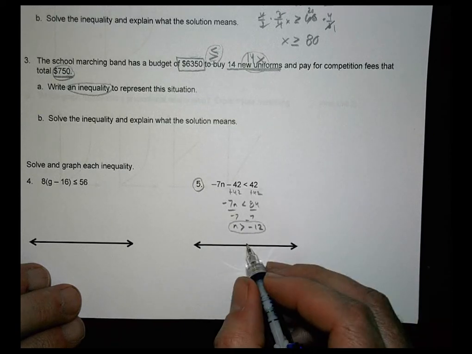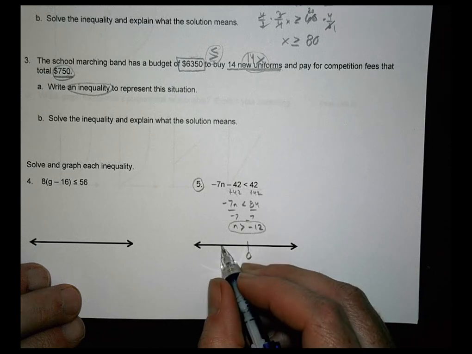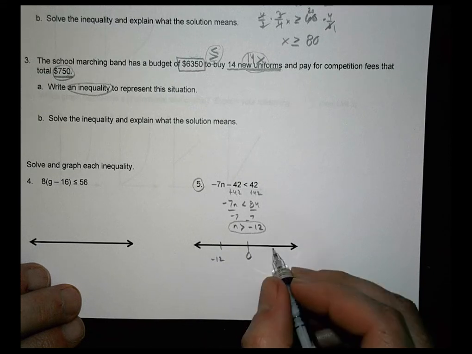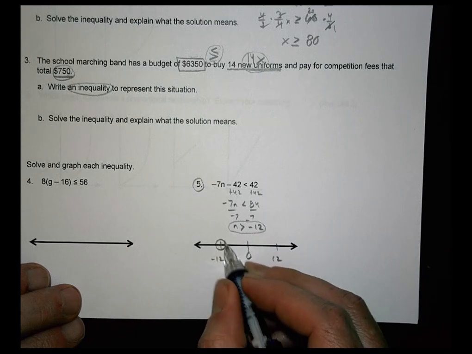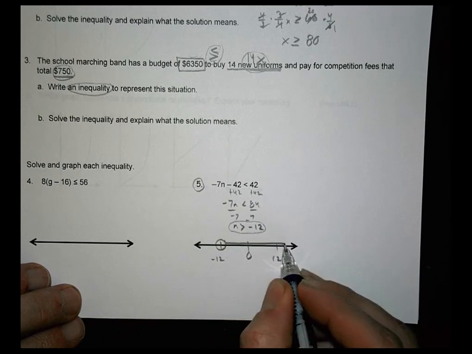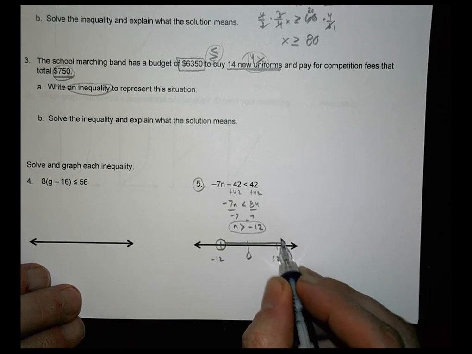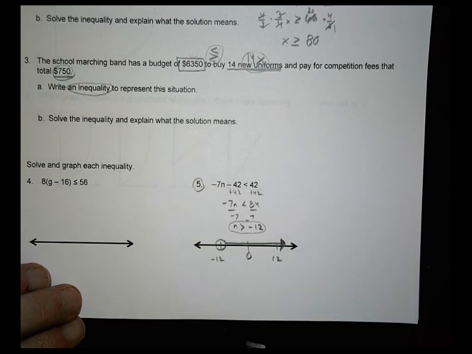If I graph that out, I could have 0 right here. I could have a negative 12. I could write a positive 12. And n needs to be greater than negative 12. So something like that would be just fine. Okay, that's number 5. Let's look at the back side.